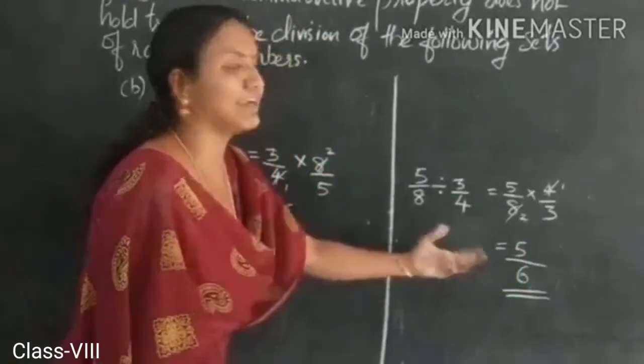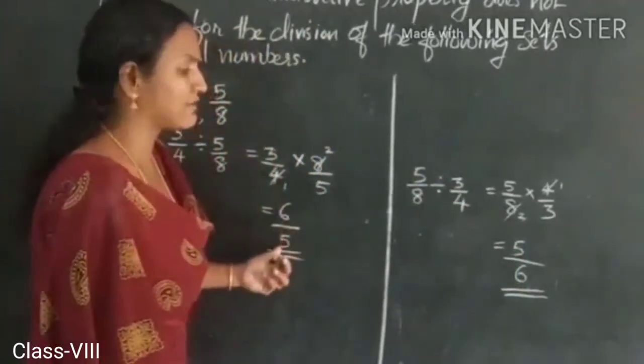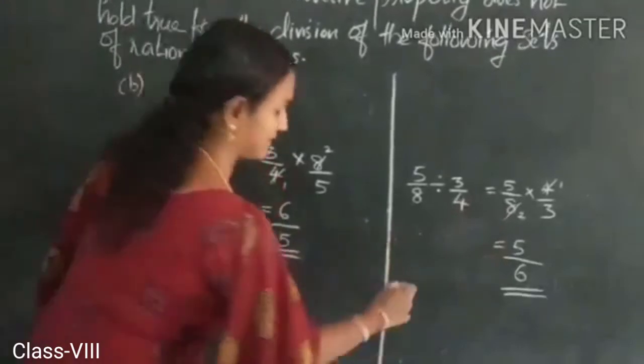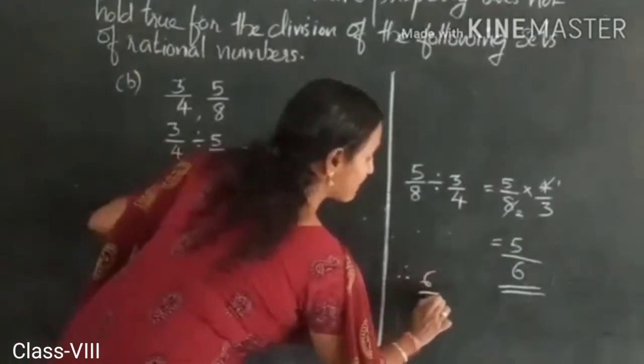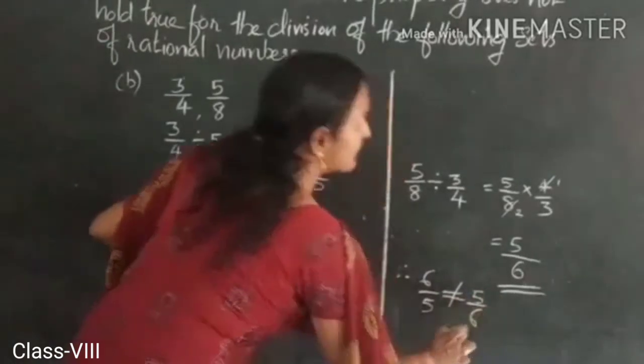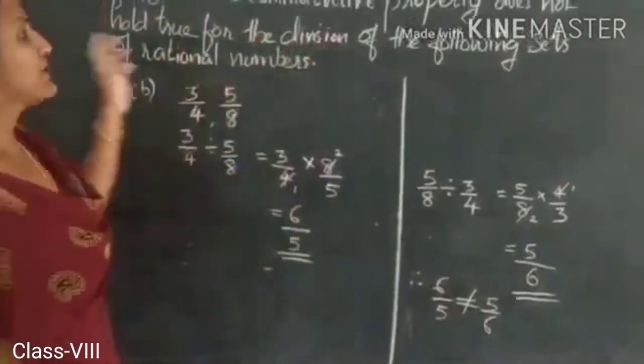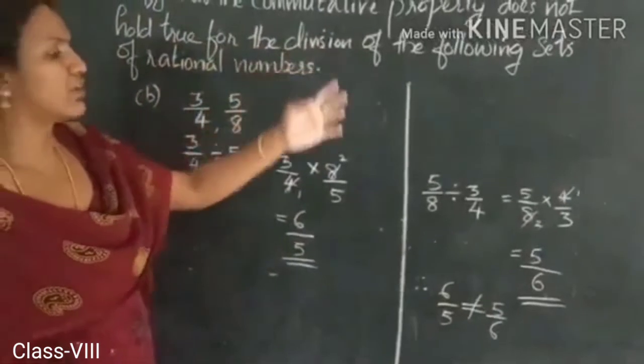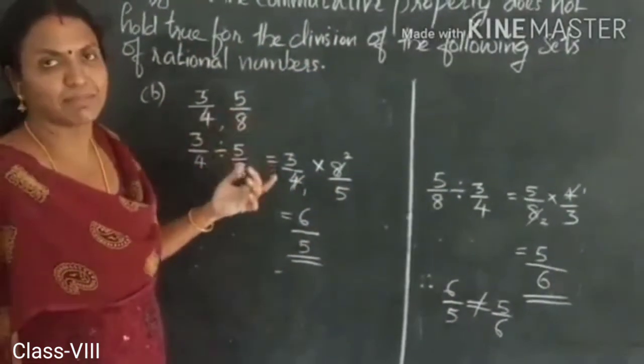So they are different. Okay. So 6 by 5 not equal to 5 by 6. Therefore the commutative property does not hold true for the division of these rational numbers.